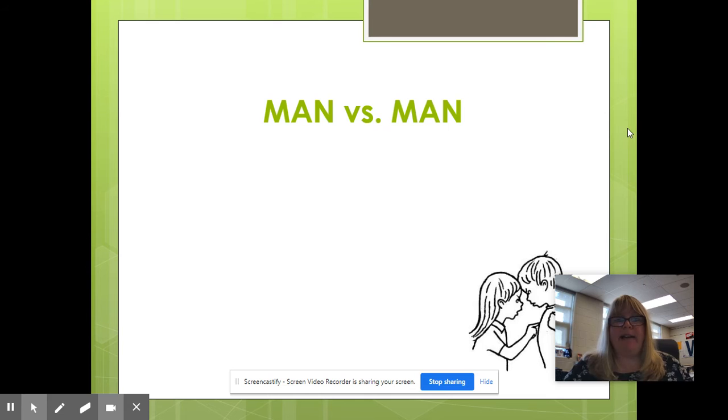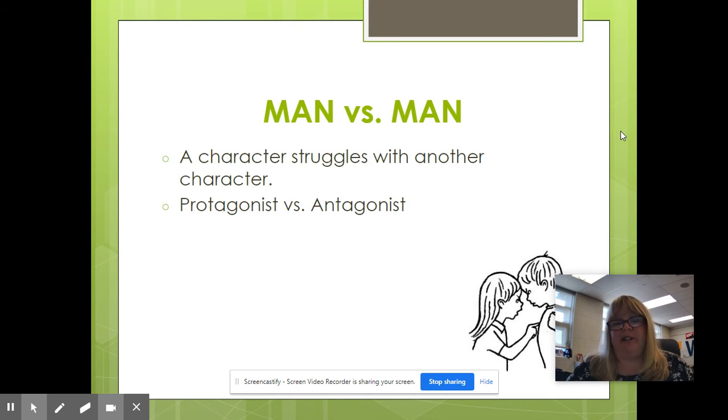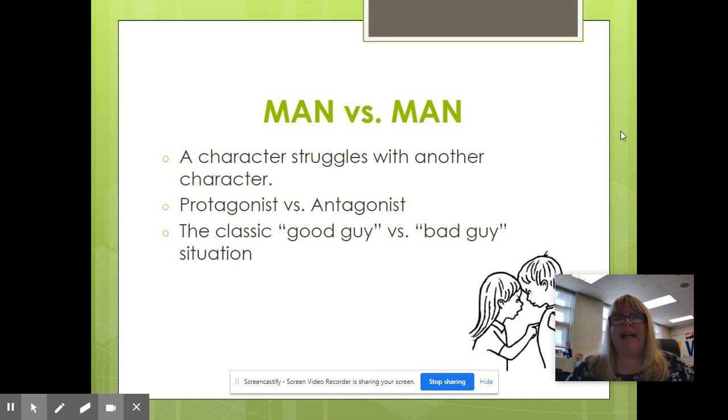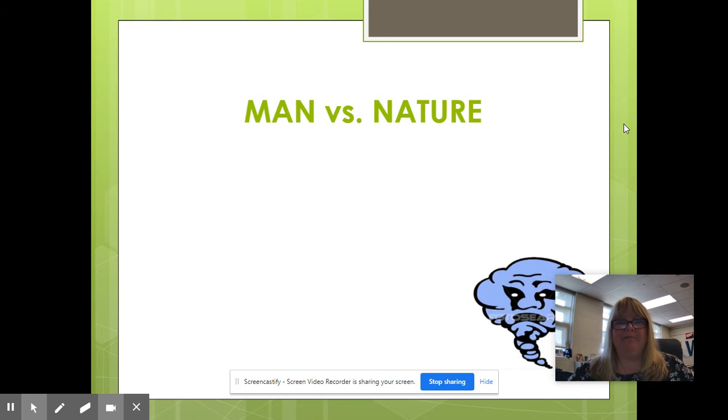So first, let's take a look at man versus man. That means we have a conflict where a character struggles with another character. It's kind of your protagonist versus your antagonist, your good guy versus bad guy. Your protagonist is usually your good guy, your antagonist is the bad guy. Some examples of that would be Harry Potter. Harry Potter has a conflict constantly with Draco Malfoy. Harry Potter's the good guy, he's the protagonist. Draco Malfoy is the antagonist, always doing different things to make Harry look bad. That's a man versus man conflict.